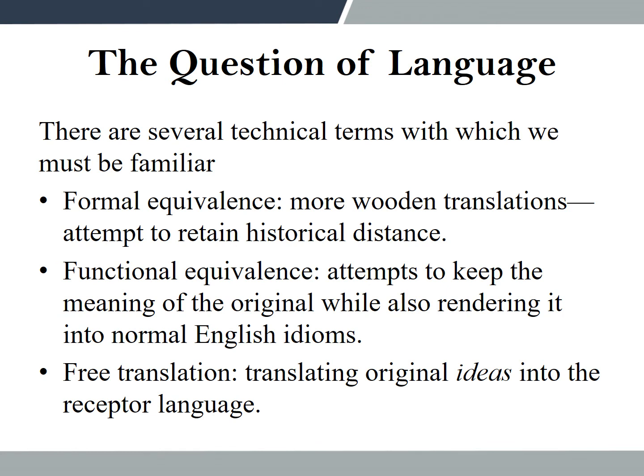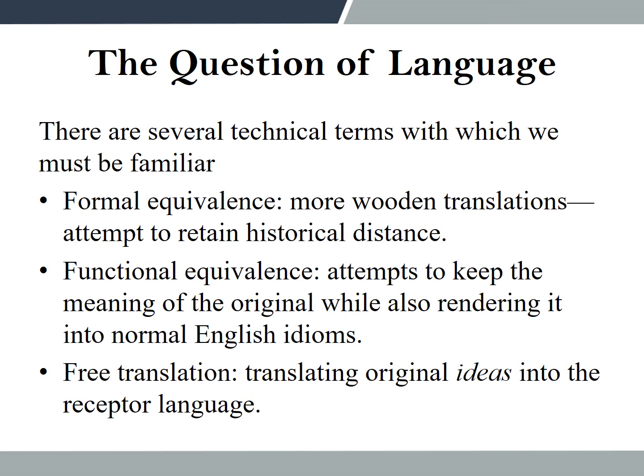Now, this slide gives a couple of definitions that you need to get nailed down. Formal equivalence means that the translators, in their attempt to bring the original language into the receptor language of English, have stayed very close to the form of the Greek and the Hebrew. This tends to give you a more wooden type translation, but the attempt is to retain the historical distance. Functional equivalence attempts to keep the meaning of the original, but while also rendering it into normal English idioms. So it's not quite as stilted, not quite as wooden. It's more functional than it is form related.